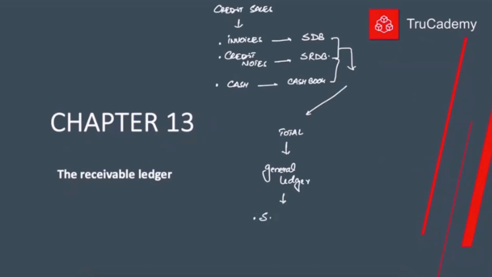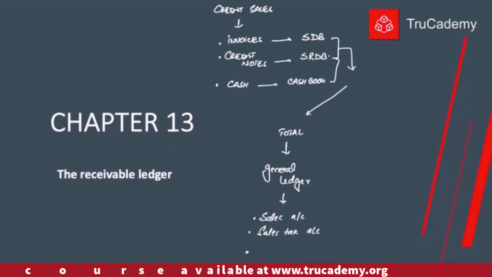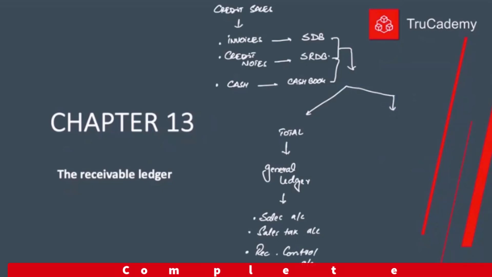the totals of these books we need to post to the journal ledger, and in journal ledger we will be having sales account, sales tax account, and for receivables we will be having receivable control account. And the individual balances for each customer we will record in the receivable ledger. So receivable ledger basically holds the individual receivable accounts for each credit customers.